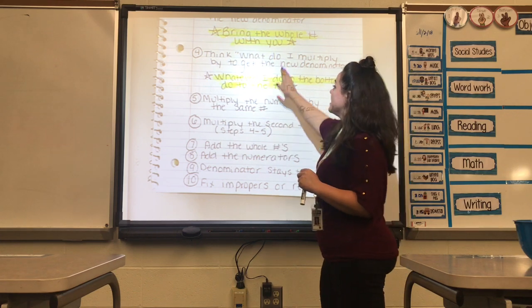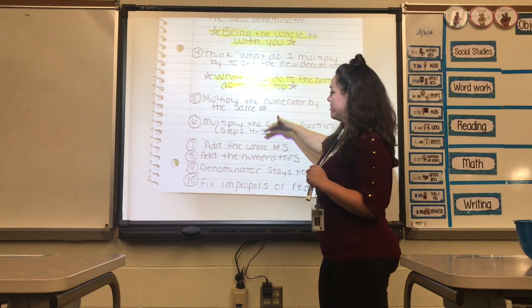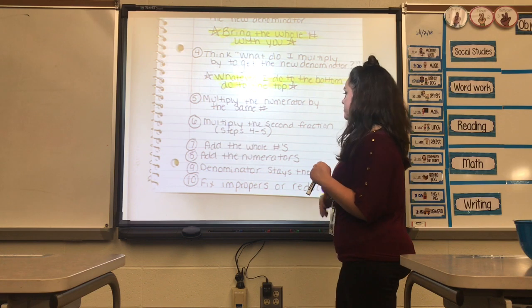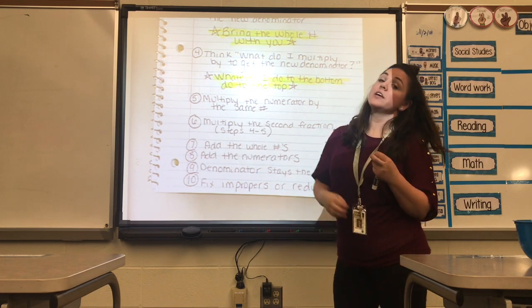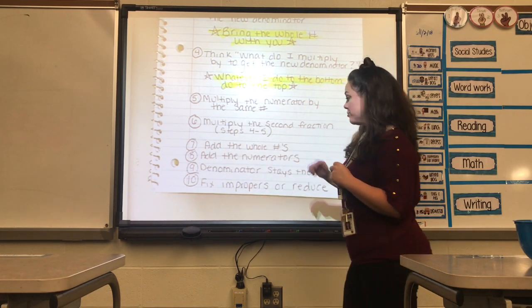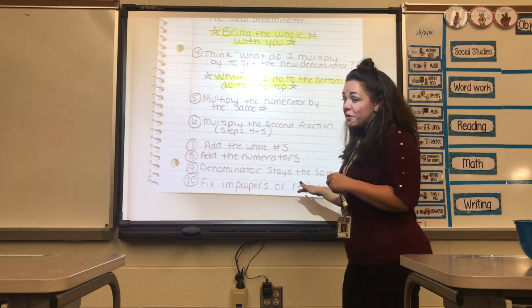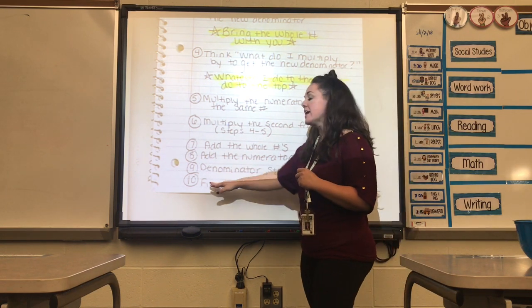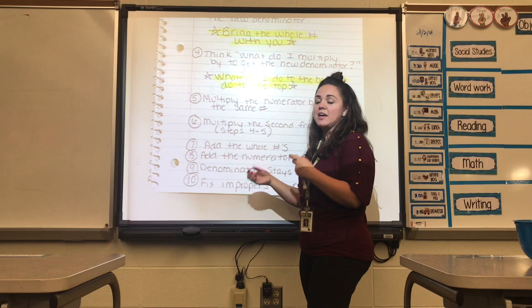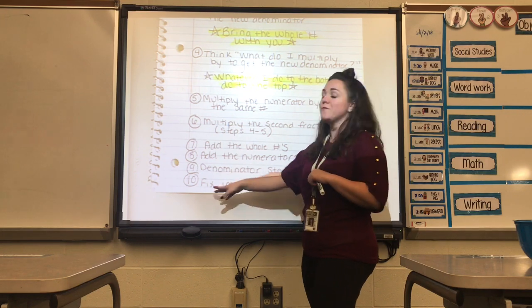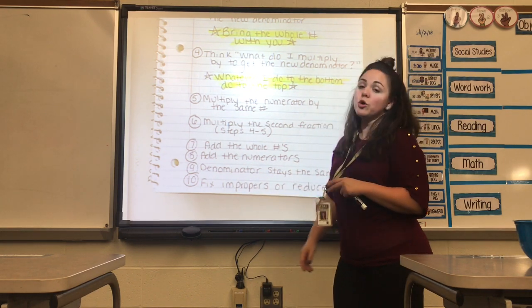Now you need to do the exact same thing, so steps 4 and 5, for the second fraction. Add the whole numbers, if you have them. Add the numerators. The denominator always stays the same. And then fix any improper fractions. I call them bobbleheads sometimes. So fix any improper fractions or reduce.